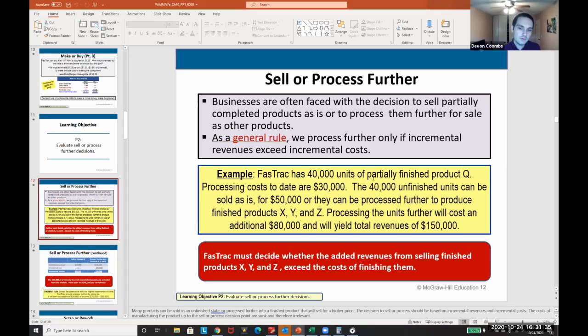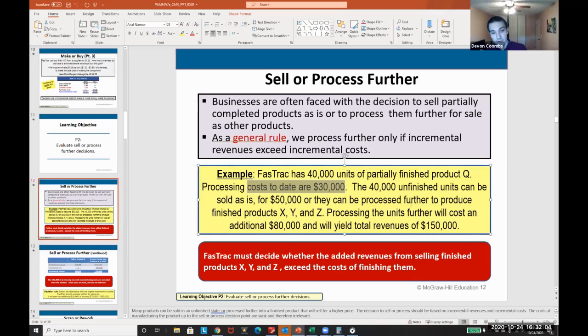So we have 40,000 units of partially finished product Q. We'll call that apples, partially finished apples. Processing costs for the apples are $30,000. The 40,000 unfinished units can be sold. So we're saying the 40,000 units of partially finished Q, so apples into apple juice. Processing costs today are $30,000 to make the apple juice. The 40,000 unfinished units could be sold today for $50,000. So we can sell each apple for about $1.